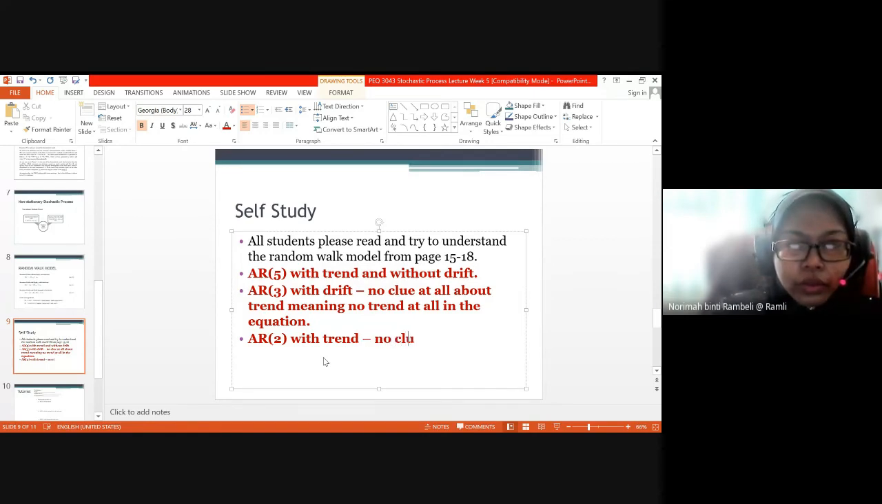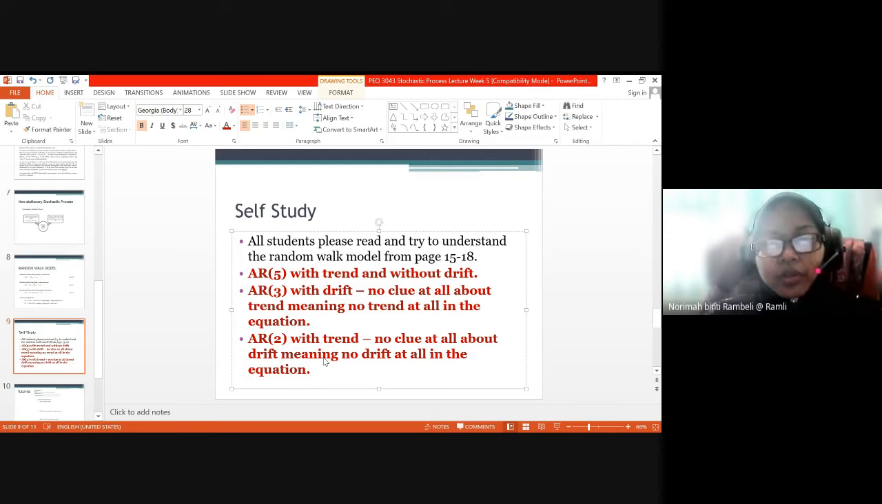No clue at all about drift, meaning no drift at all in the equation. Okay, the previous students were always confused about this. When there is no clue about some situation, they presume the situation exists. But when we say with drift, no clue about trend, meaning no trend at all. When we talk about with trend, no clue at all about the drift, meaning no drift at all.